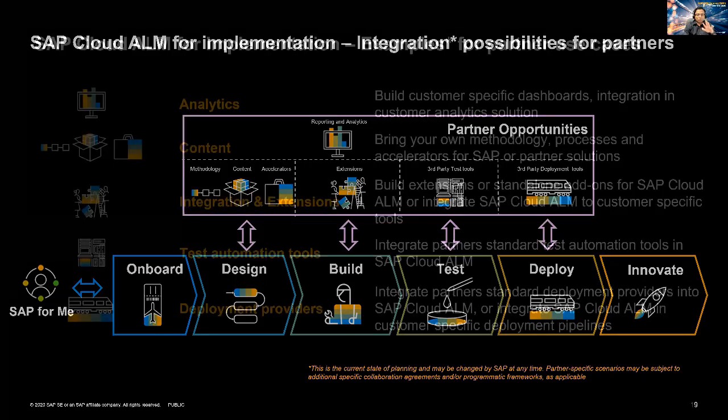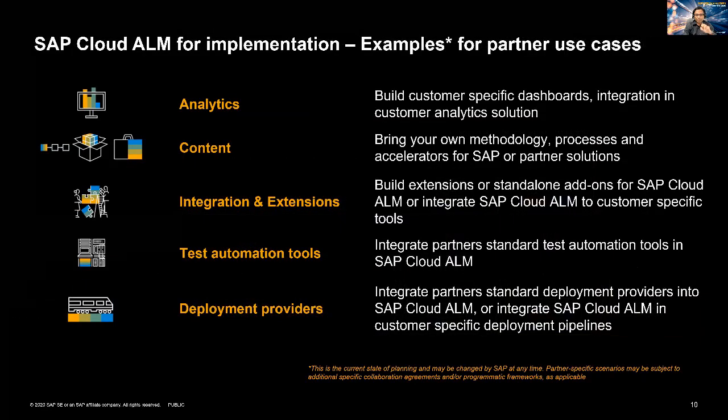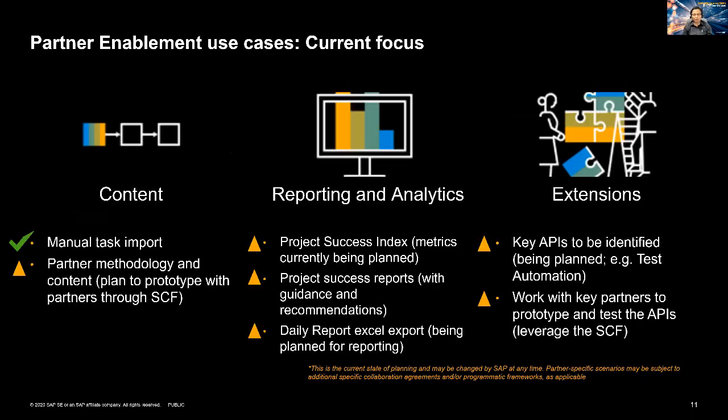So this slide, again, you would have seen a lot, so I wouldn't spend any time on this. These are the various examples that are there. But what I would want to spend time on is what we are working on right now. From a partner enablement use case perspective, the current focus is primarily around these three aspects. We are talking about content, and when I say content, we're talking about content in the form of task content.